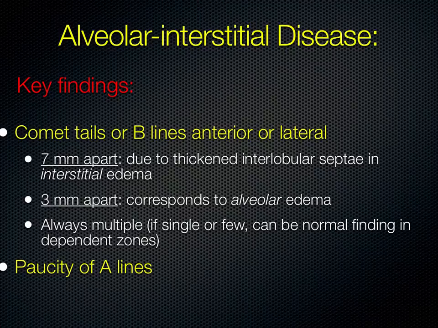So when you have alveolar interstitial disease, the things that you will look for are comet tails or B-lines, anterior or laterally. You should see them in all fields because pulmonary edema should be diffuse, not one-sided.